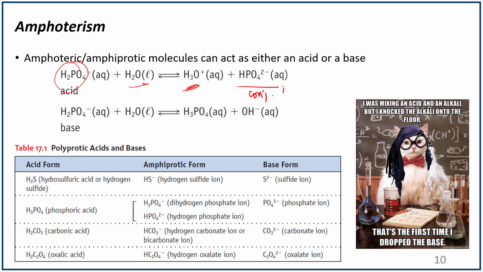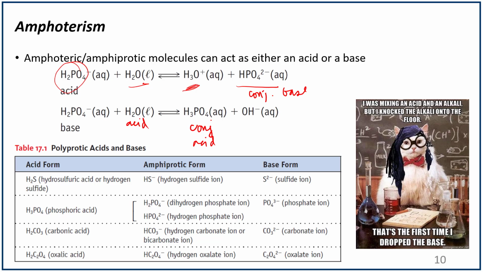Now, on the other hand, when H2PO4 minus also reacts with water, but with water acting as an acid, water can actually give one proton to H2PO4 minus to form phosphoric acid, which is now here the conjugate acid of H2PO4 minus, leaving water with just a hydroxide ion.